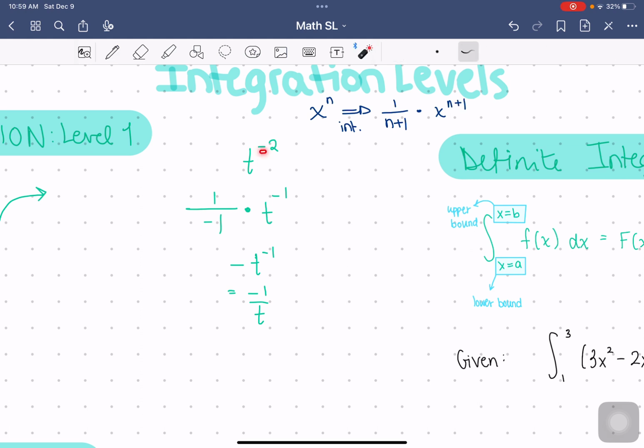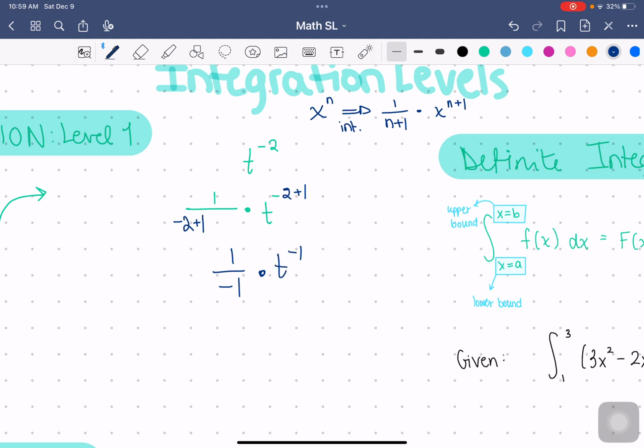So let's see how we did that over here. We have minus 2. When we want to integrate it, we have to do 1 over n plus 1, which will be minus 2 plus 1, which is going to be minus 1. Let me do some more steps. So we're going to get 1 over minus 1 times t to the power of minus 1, which then will be minus 1 over t. Okay, that's just the power rule.